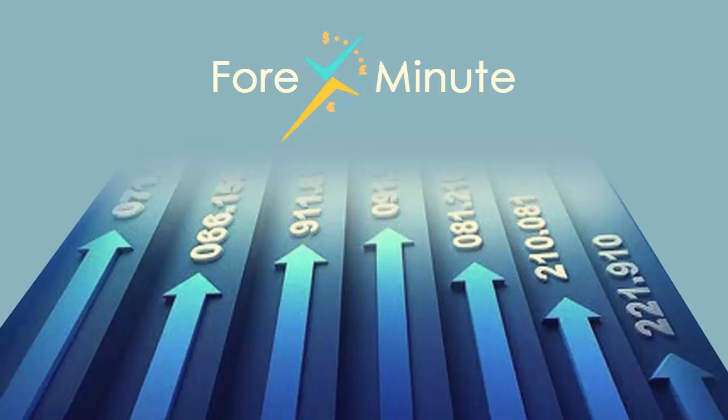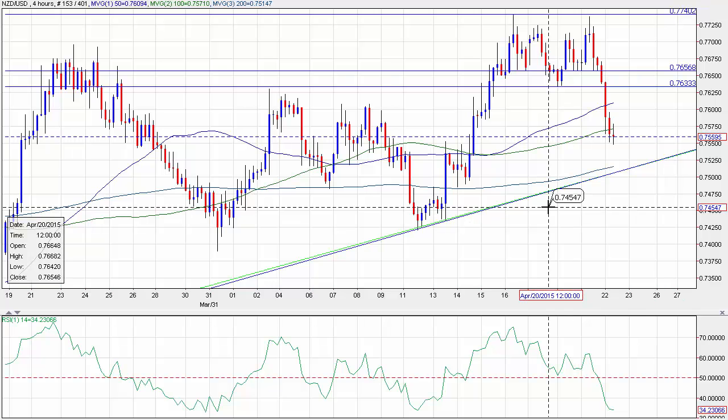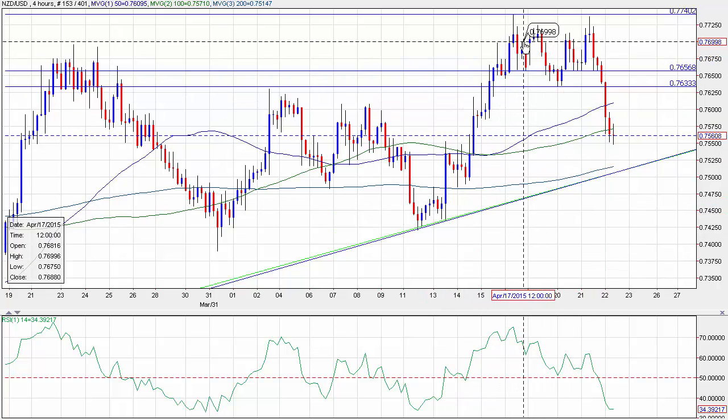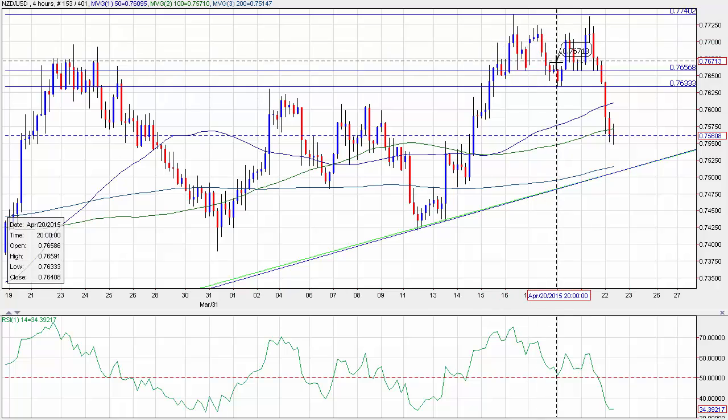It is Thursday, April 23rd, and we're in the morning part of the US session. The New Zealand US dollar pair is reversing last week's rally. Let's take a look at the charts and assess the technical development.